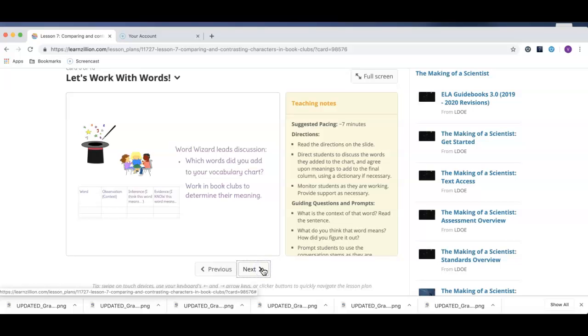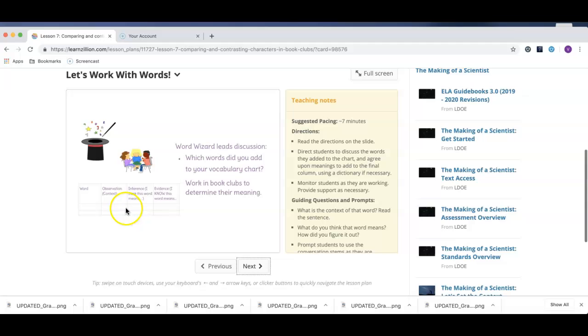Word Wizard leads the discussion. Which words did you add to your vocabulary chart? Work in book clubs to determine their meaning. So you're going to write the word right here. The Word Wizard is supposed to write the word right here. How is it used in the context? How is it used in the text? Inference, what I think this word means, what you think this word means, the evidence, what you know the word means.